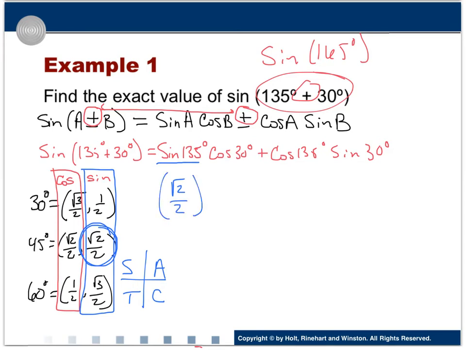Cosine of 30. So I go to this. Here's my cosine. I find 30 degrees. That's root 3 over 2. Cosine, first, 30 degrees is in the first quadrant. They're all positive. Boom, I put in the root 3 over 2.